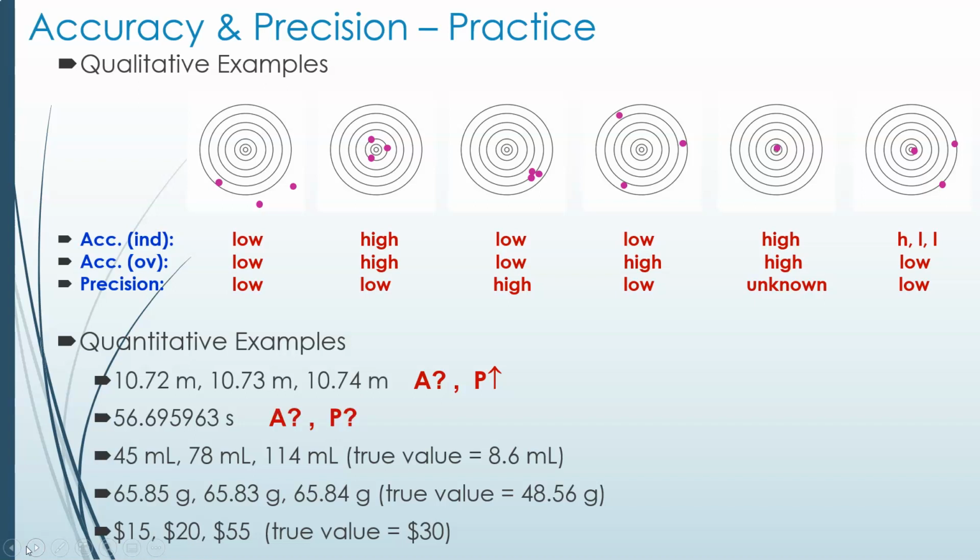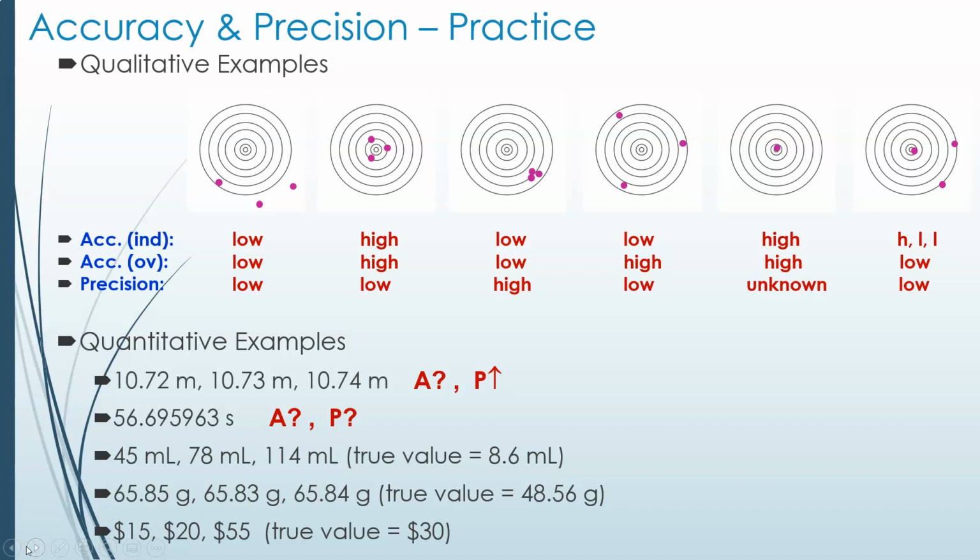Let's look at the third example, 45 mils, 78 mils, 114 mils. These are milliliters, sometimes referred to as mils. These are 1,000th of a liter, also known as cubic centimeters or cc's. You may have heard that term. And so the true value in this case is 8.6 milliliters or 8.6 mils. And you can see right away the true value is completely off from all of the values. In fact, it's much lower than all of the values.